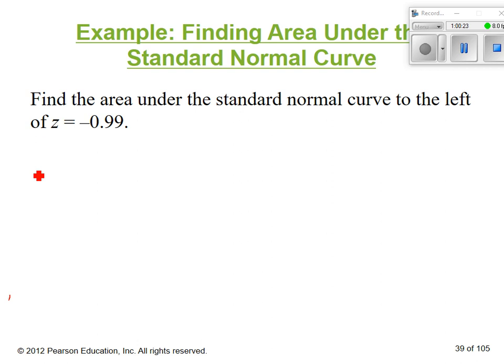So if we're doing this, find the area under the standard normal to the left of -0.99. First thing I'm gonna do is draw my little graph here. That's 0, 1, 2, 3, -1, -2, -3. -0.99 is gonna be somewhere about here. Again, we could either use the chart or we could use the calculator. I don't care which one you use.